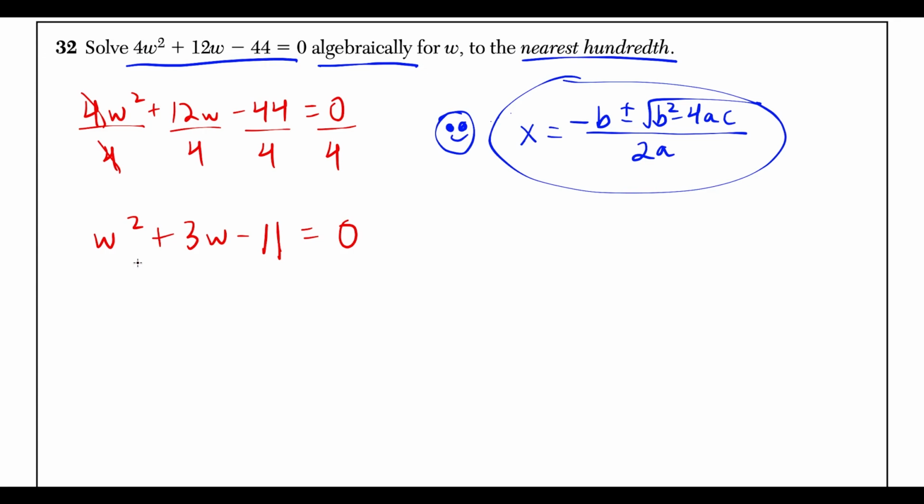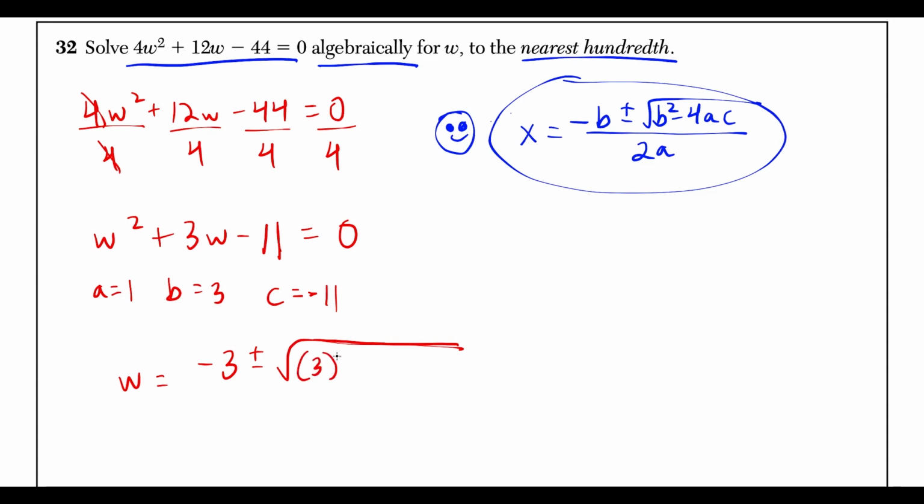So now we go forward with this, and I could say, all right, a equals 1, b equals 3, and c equals negative 11. And now we're going to say that w equals negative b plus or minus the square root of b squared, so we have 3 squared minus 4 times a times c, and we're dividing by 2 times a, which a is equal to 1. Now just be careful of this trailing part here, because I always take my time at this last piece just to make sure that if there's any sign change, I don't miss it.